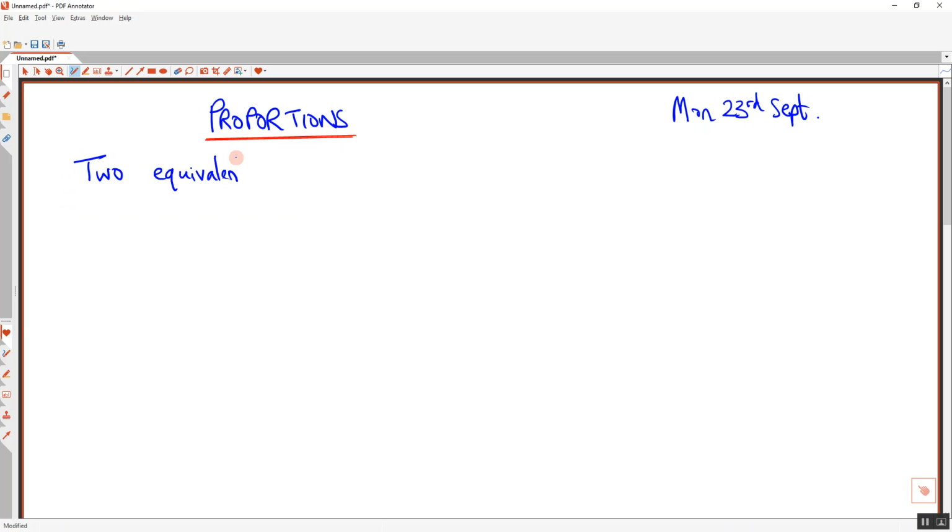two equivalent ratios form a proportion. What does the word equivalent mean? Who can remember? Oh, Gordon? Equivalent means the same? Yeah, the same, okay.